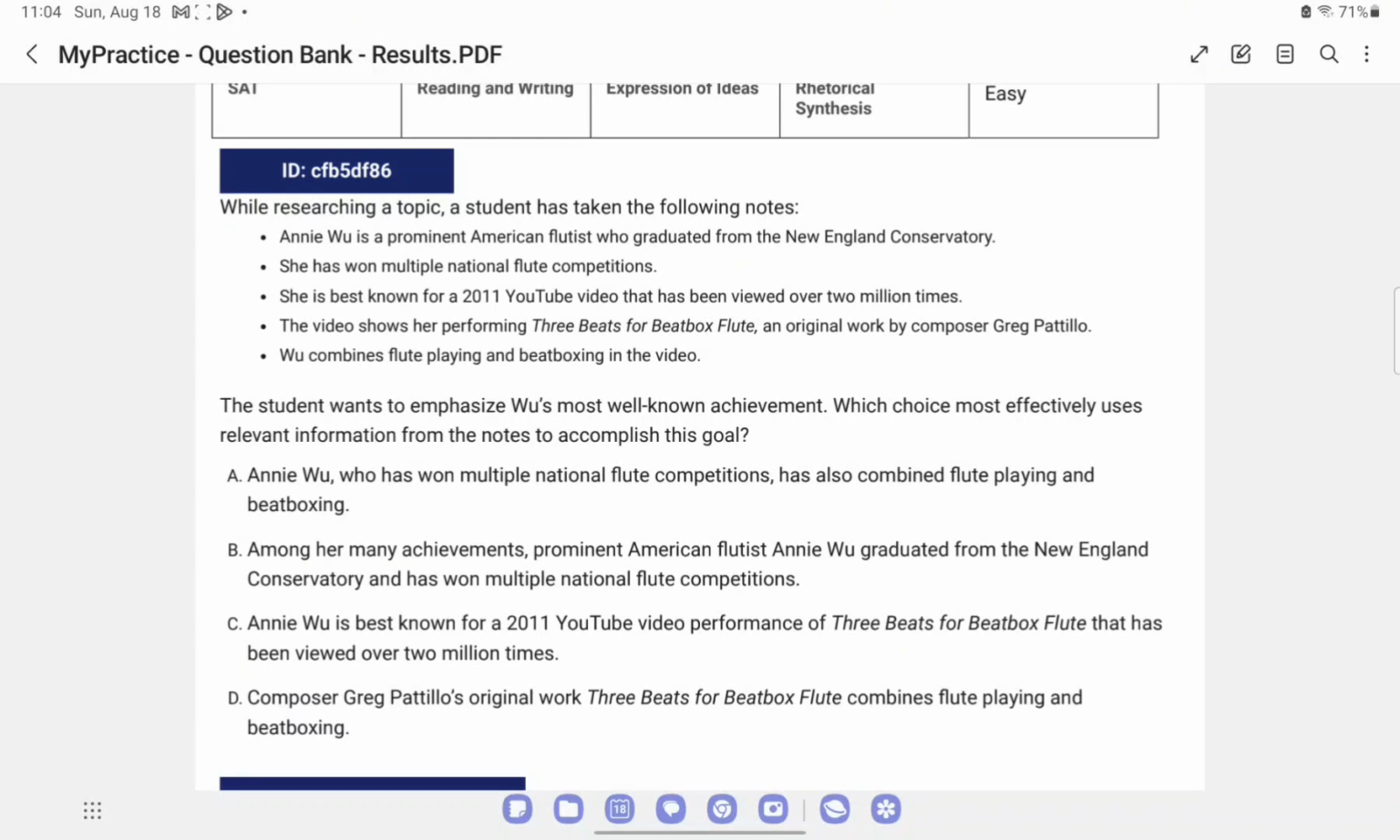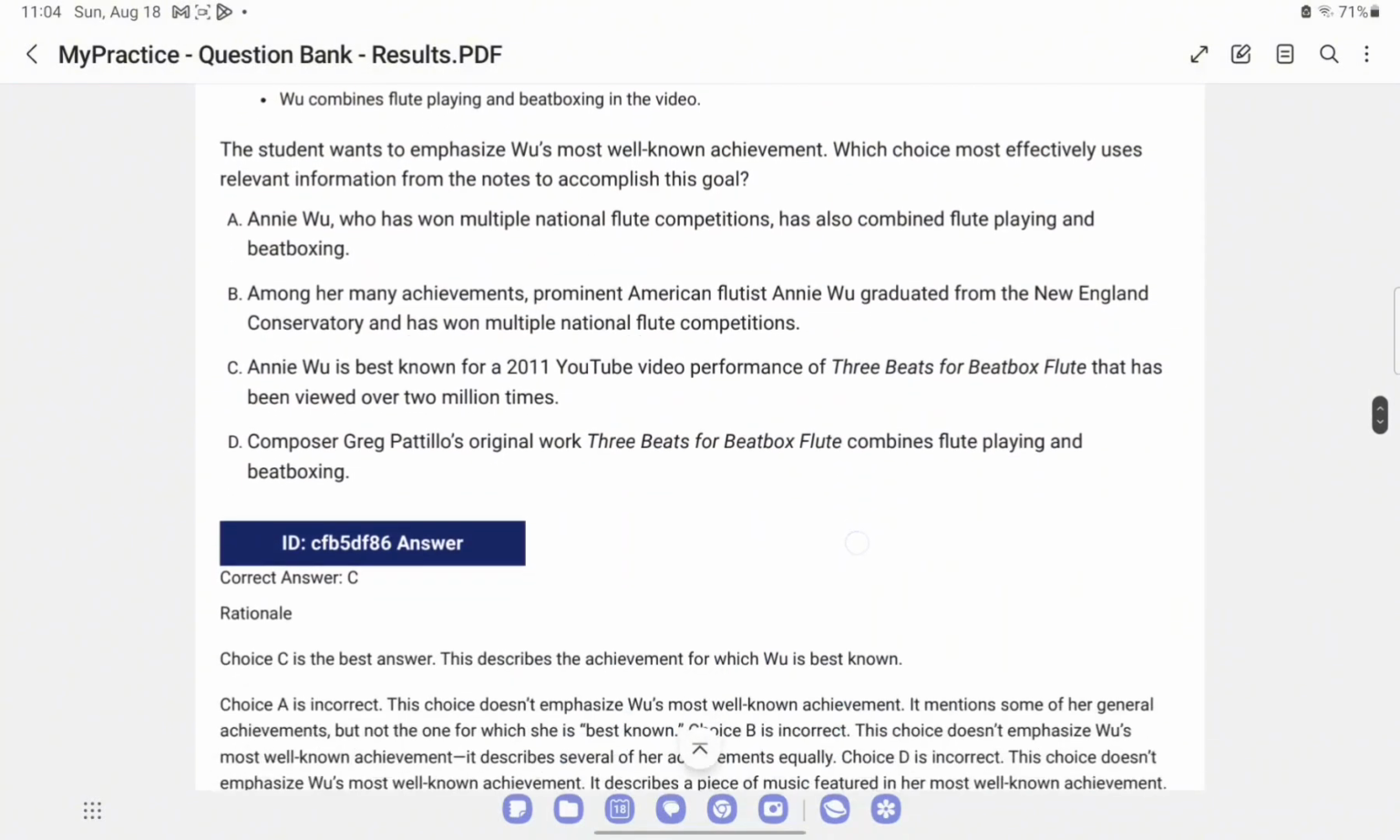And A talks about her achievement, but it doesn't emphasize that it's a big deal. It just says, oh yeah, and she combined flute playing and beatboxing, like it's nothing. That's really cool. I want to watch it now. But yeah, I'm thinking C.